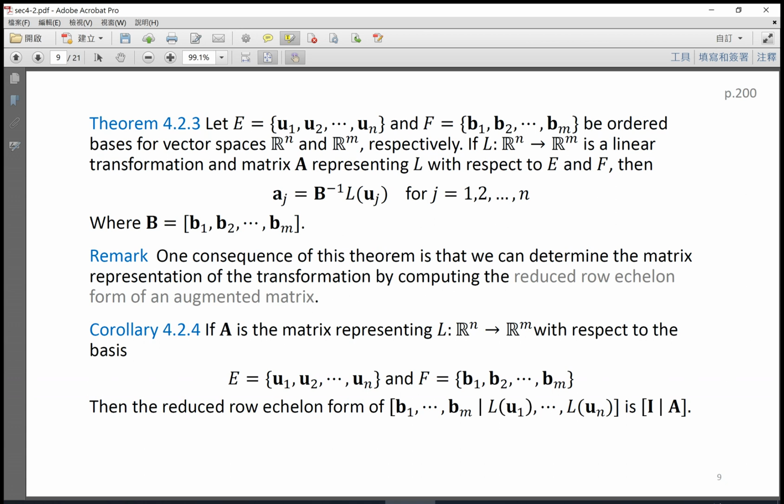Corollary 4.2.4 states that if A is the matrix representing L from Rn to Rm with respect to bases E and F, then the reduced row echelon form of the augmented matrix B1, B2 up to Bm and L of U1, L of U2 up to L of Un is the identity matrix and the matrix A, where matrix A is the matrix representation of the linear transformation L.